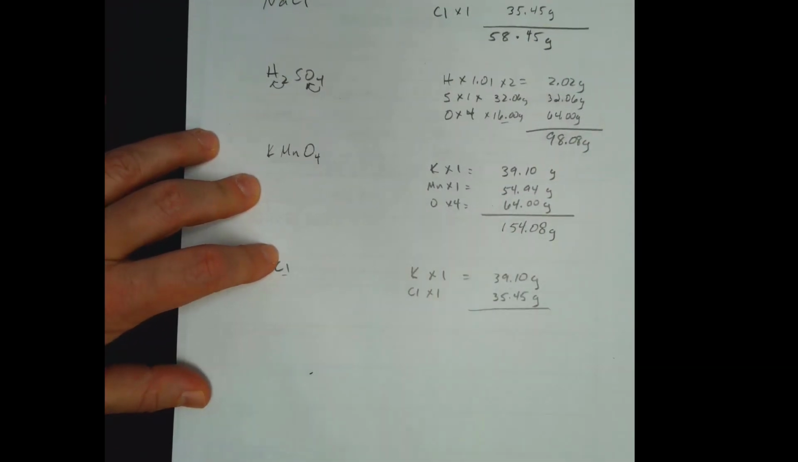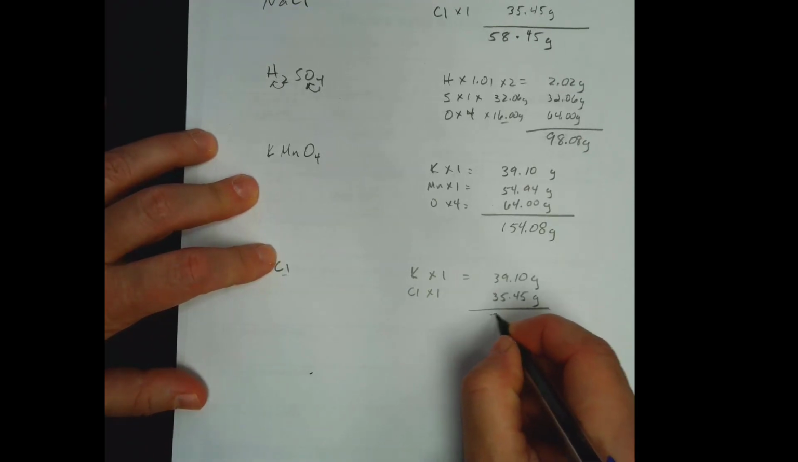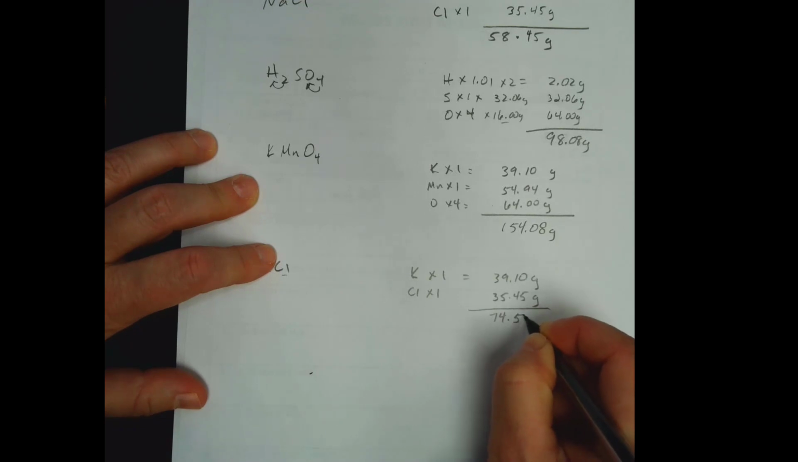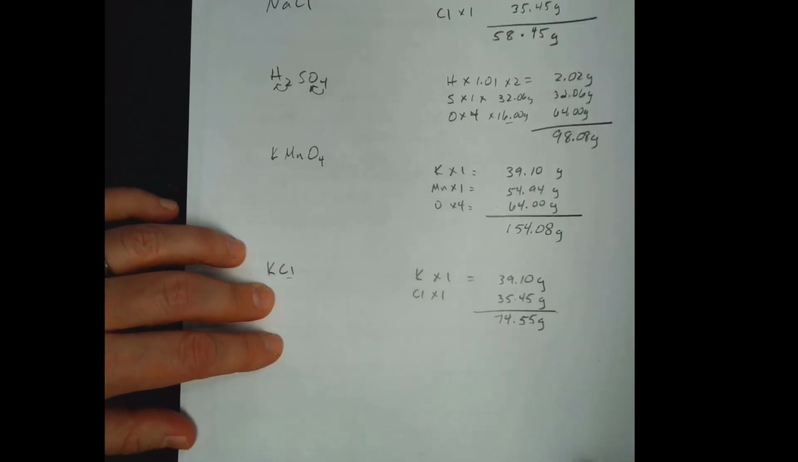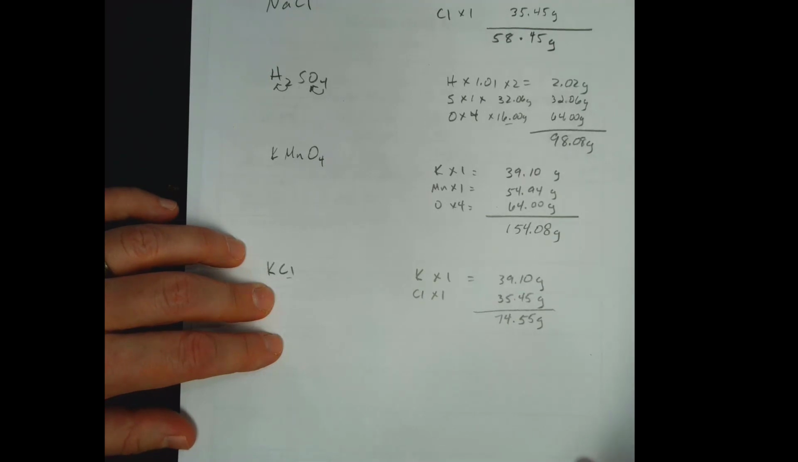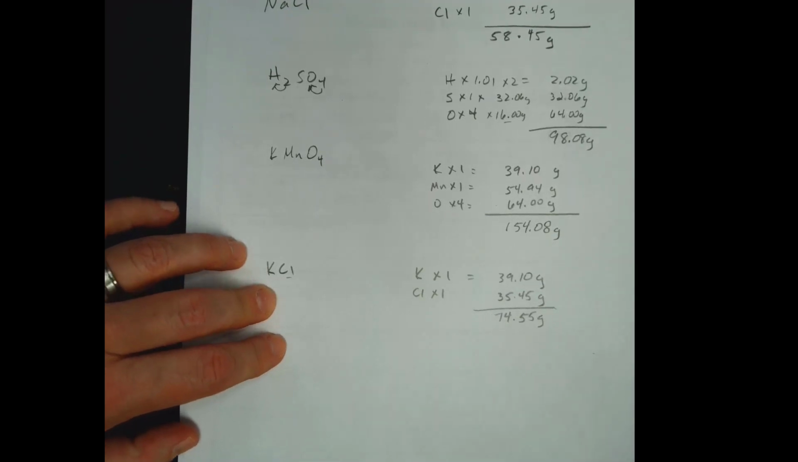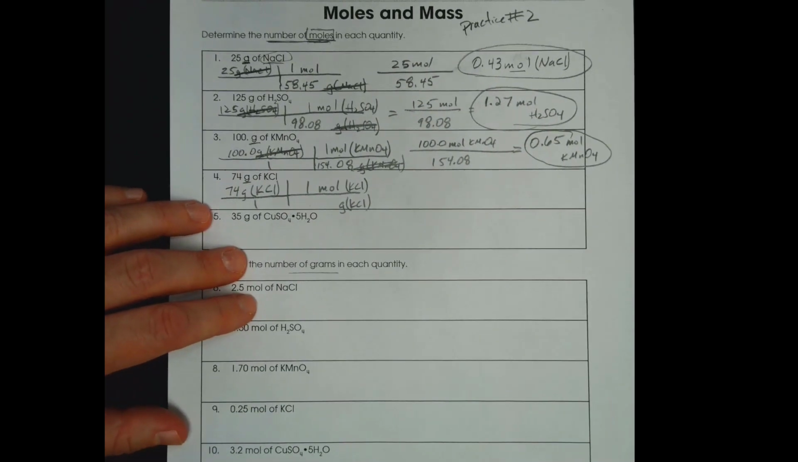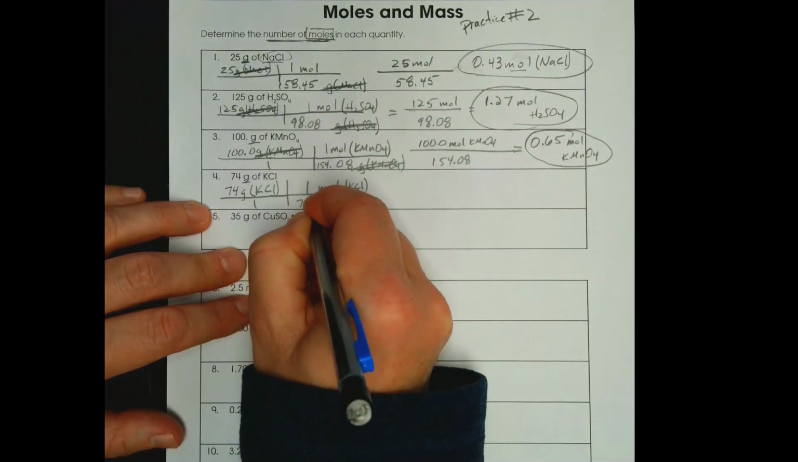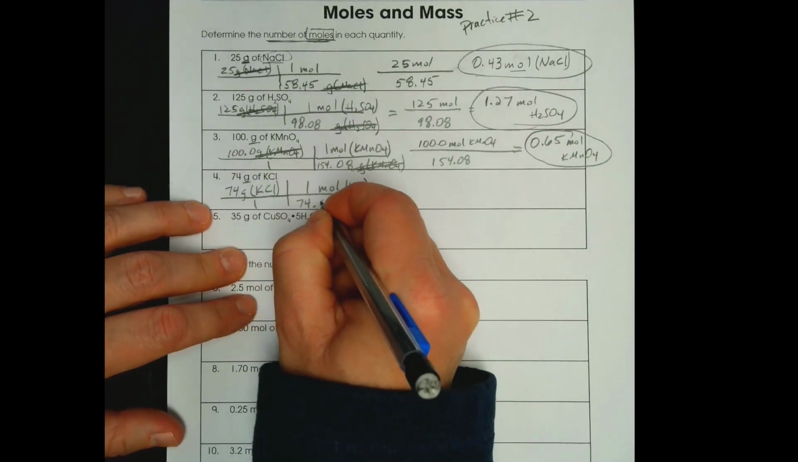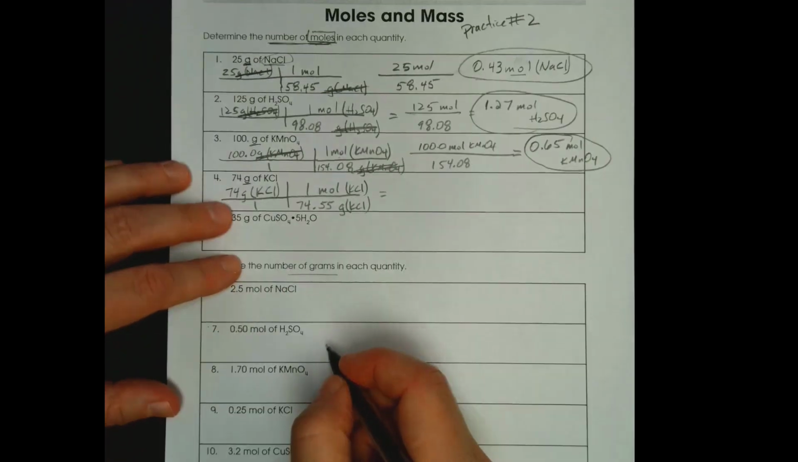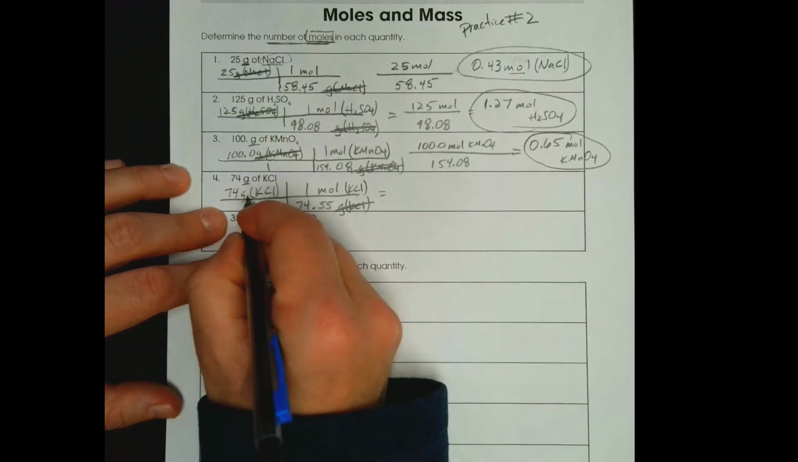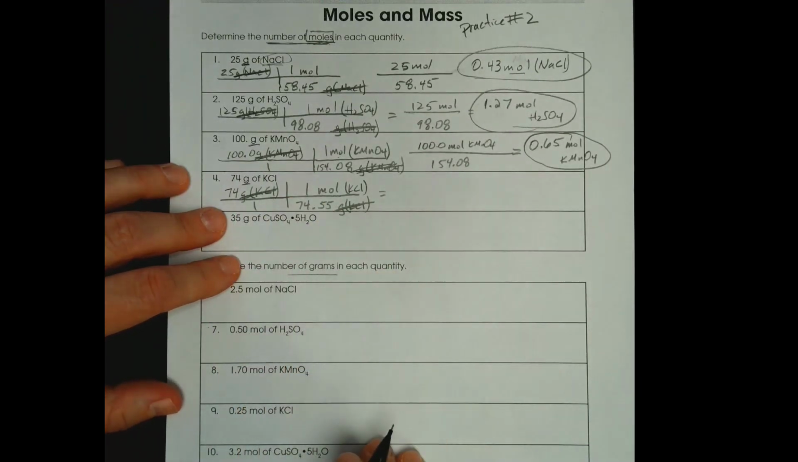And then when it comes to doing the math on that, we end up with 74.55 grams of KCl. So again, let me double check my math there. Yes, yes, yes, 74.55. So that is going to be the quantity that I write right here, 74.55 grams of KCl. So again, it's canceling time. Going to cancel out the grams of KCl.